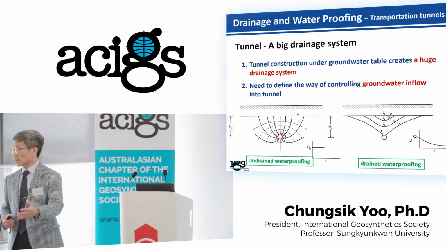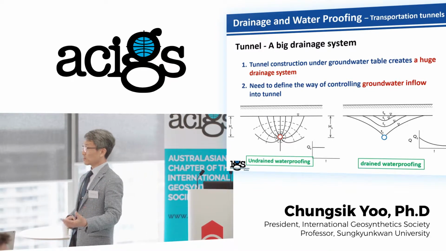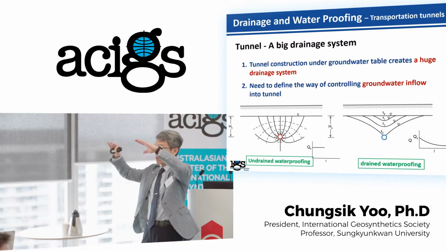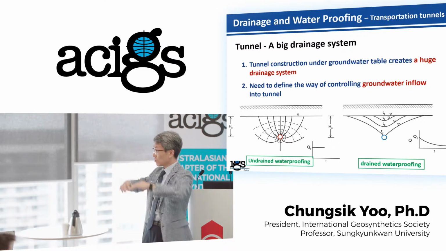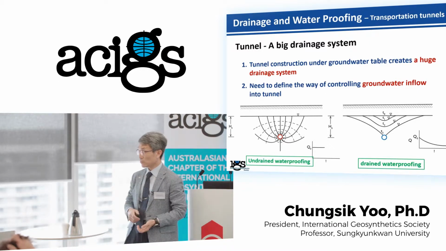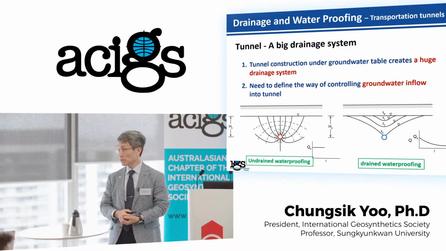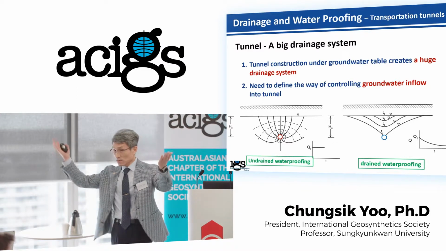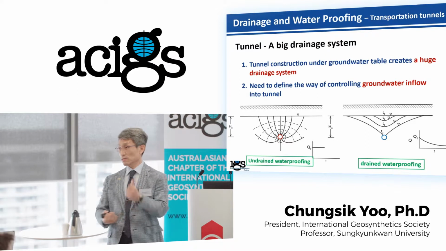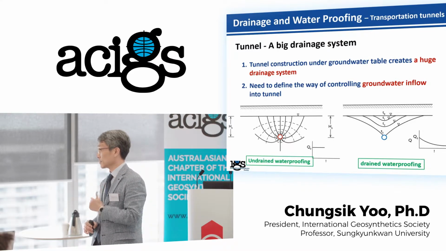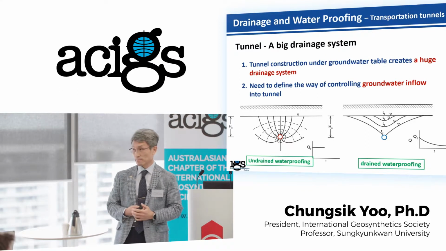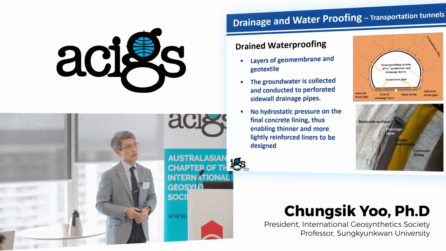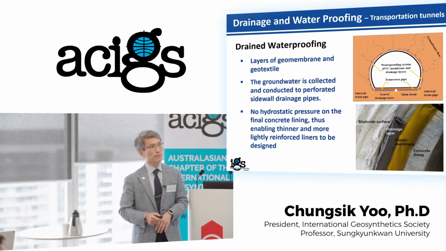But in Singapore or Germany, sometimes the regulator doesn't want the groundwater table to be lowered. In that case, you have to adopt undrained waterproofing anyway in the city area, because groundwater drawdown means possibility of settlement. So we have to consider that as well. So this is the drained waterproofing section.